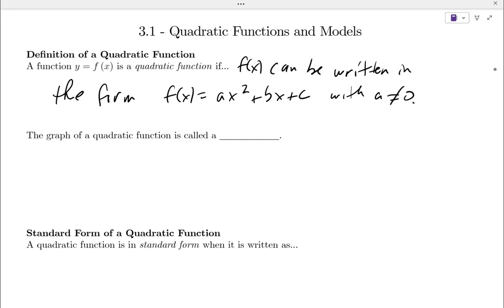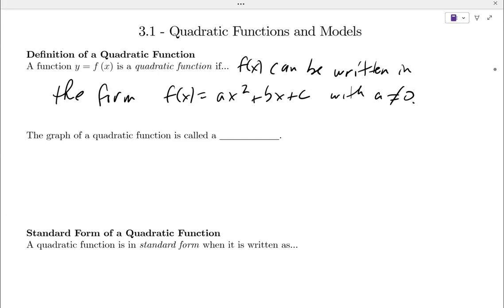If a is equal to 0, what happens to the first term? It cancels out. What are you left with? A line, right? It's bx plus c. That would be a linear function, right? We've talked about linear functions before. It was on the last test, as a matter of fact, right?